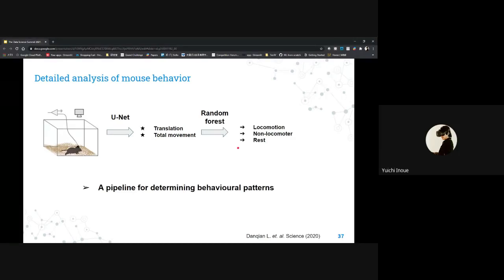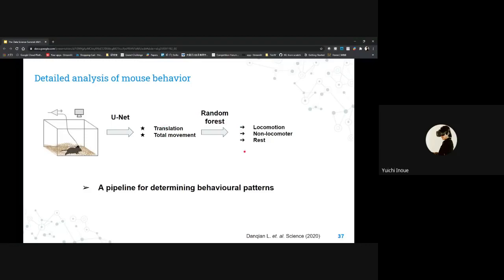Later in this paper, they investigated the relationship between neural activity and these behavioral patterns. In this paper, they are not doing single-cell RNA sequencing, but as I mentioned earlier, they are looking at how this pattern changes in mice when certain regions of the brain are made dysfunctional, compared to normal mice.